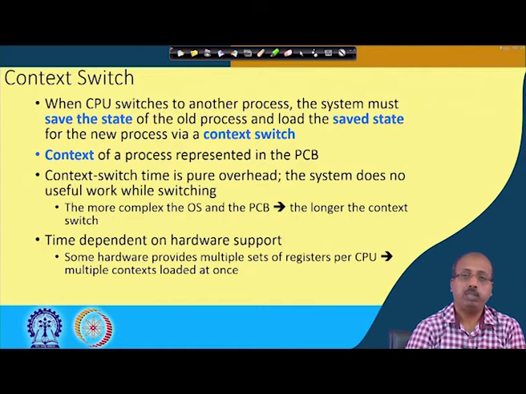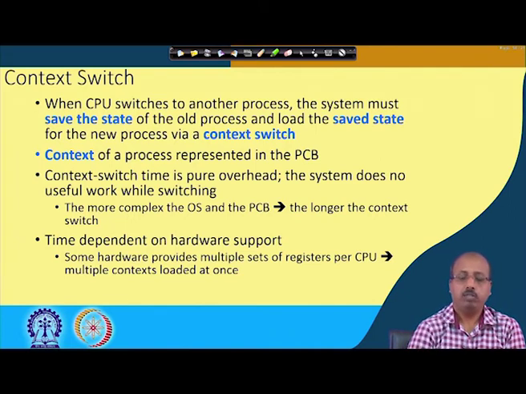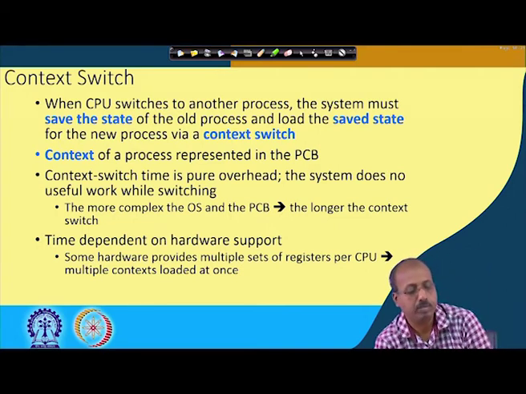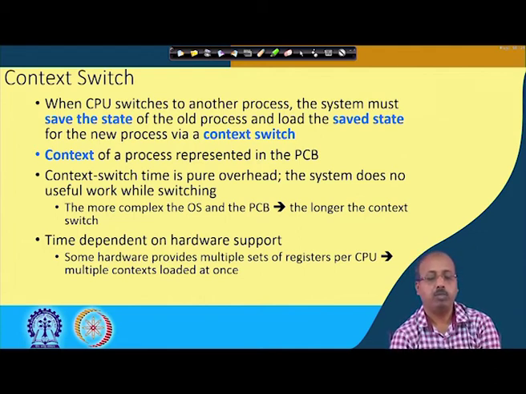So, we need to keep enough information of process 1 in the PCB, so that later on we can restart process 1 from that point onwards. So, that has to be done. We have to save the state of the old process into the PCB, and later when we want to restart, we have to restore the context from the PCB for the process. The saved state of the new process has to be copied, and we must save the state of the old process. So, this is known as context switch.